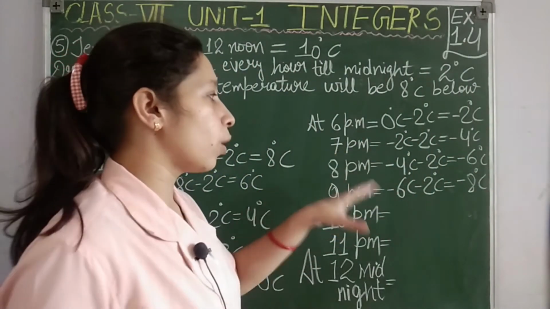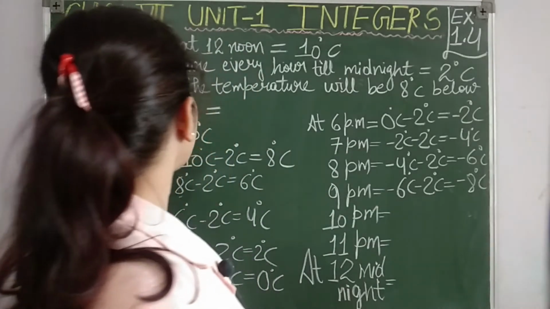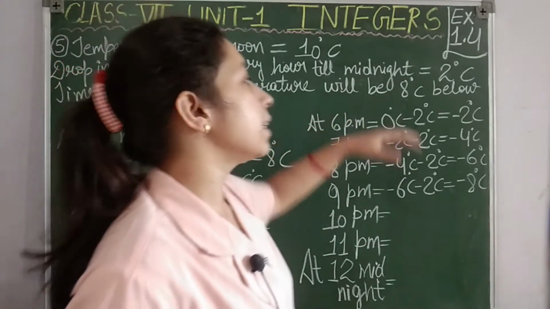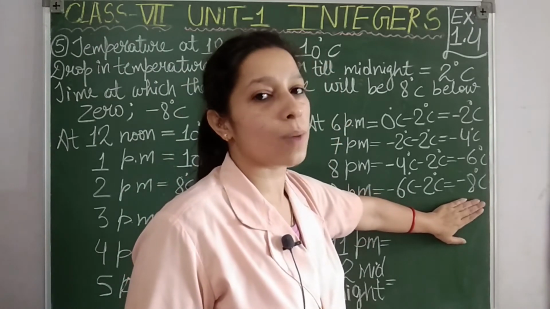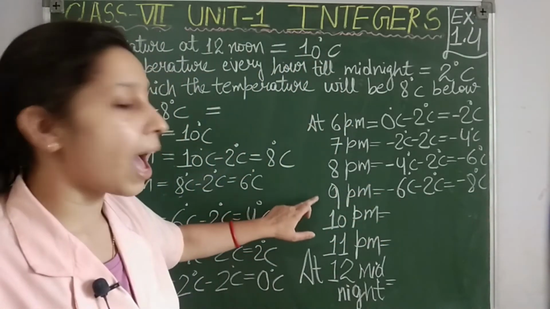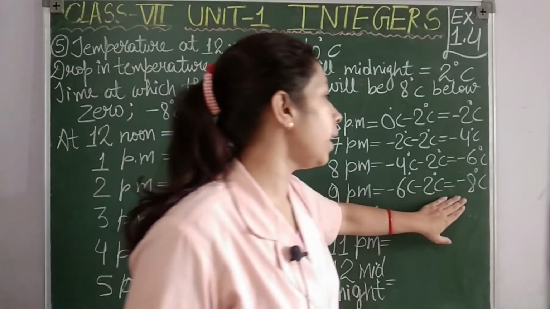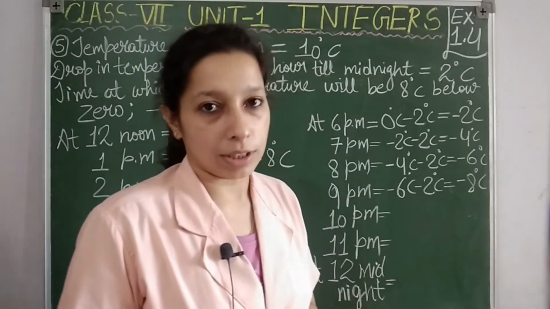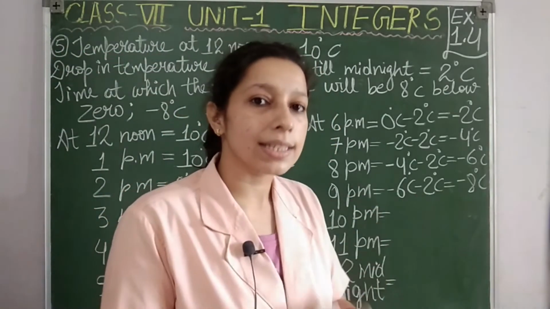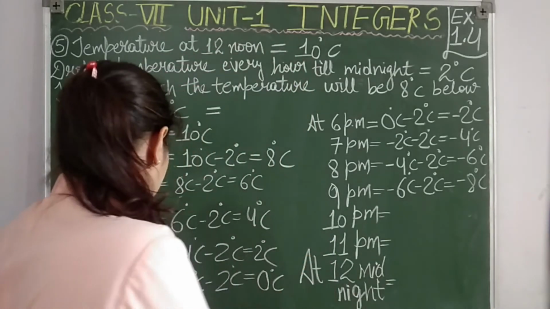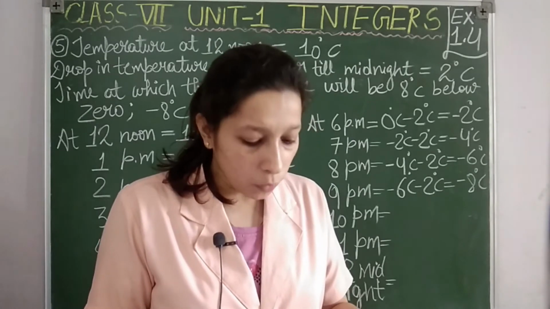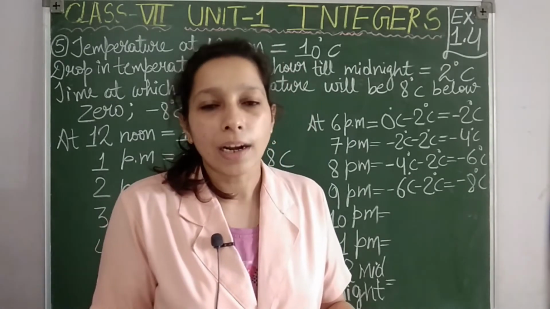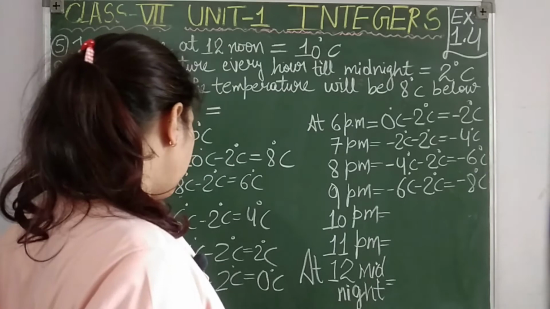The first part of the question was when the temperature will be 8 degrees Celsius below 0. So when the temperature is 8 degrees Celsius below 0, that is minus 8 degrees Celsius. At 9 p.m. the temperature will be 8 degrees Celsius below 0. Clear, students? Now let us see the second part of the question once again. The last part was, what would be the temperature at midnight? At midnight means 12 midnight, what will be the temperature?